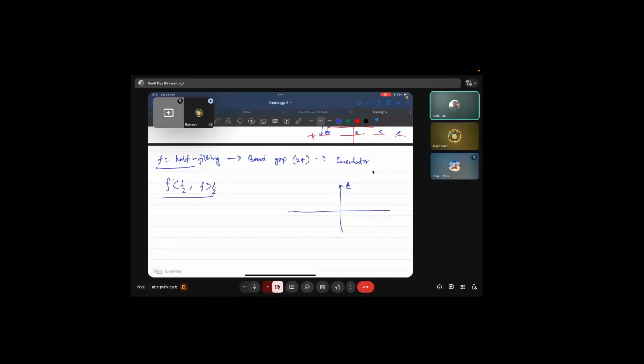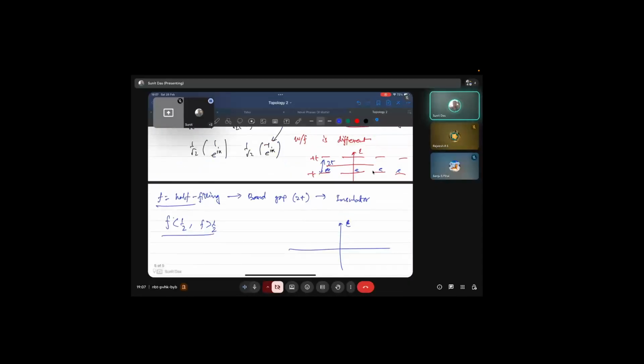So only in the case of half filling, all the lowest states are filled up. Every time an electron has to transport, it needs to overcome an energy barrier of 2T, right? So that's what we call an insulator. There is a finite band gap at each stage.